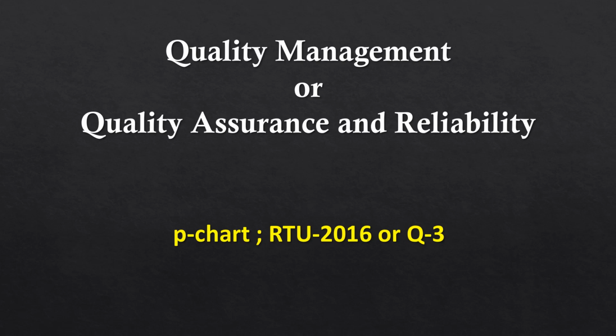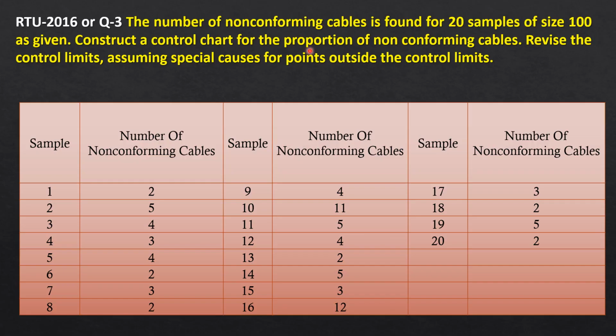Hello everyone. In today's quality management class, we are going to solve one of the numericals from an RTO old paper, and this is an example of a P chart. The given question is: the number of non-conforming cables is found for 20 samples of size 100 as given. Construct a control chart for the proportion of non-conforming cables. Revise the control limits, assuming special cause for points outside the control limits.